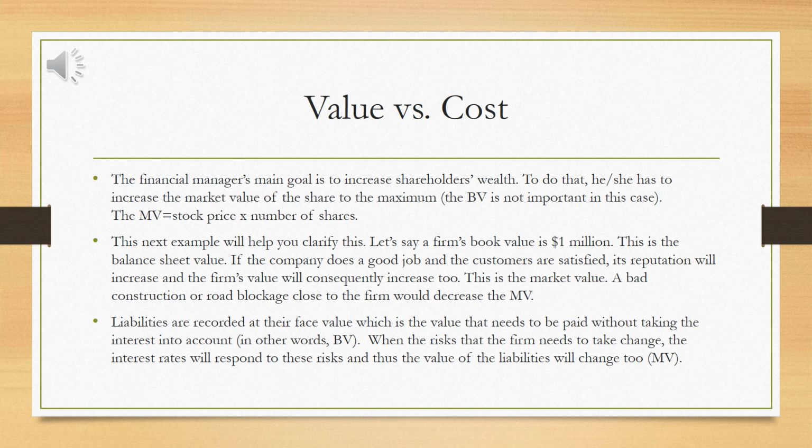This next example will help you clarify this. Let's say a firm's book value is $1 million. This is the balance sheet value. If the company does a good job and the customers are satisfied, its reputation will increase and the firm's value will consequently increase too. This is the market value. A bad construction or road blockage close to the firm would decrease the market value.